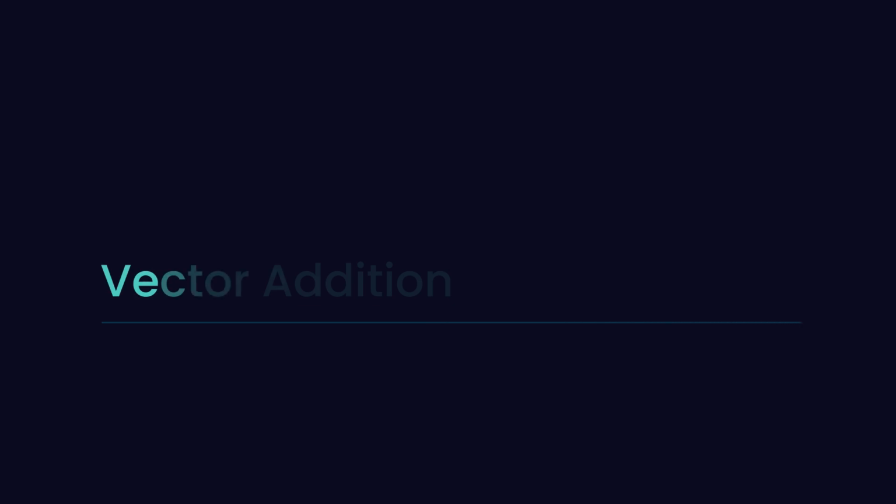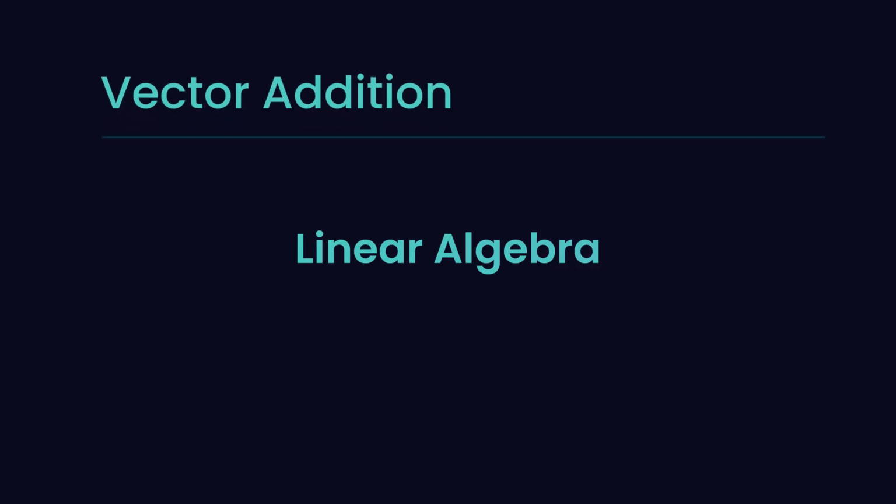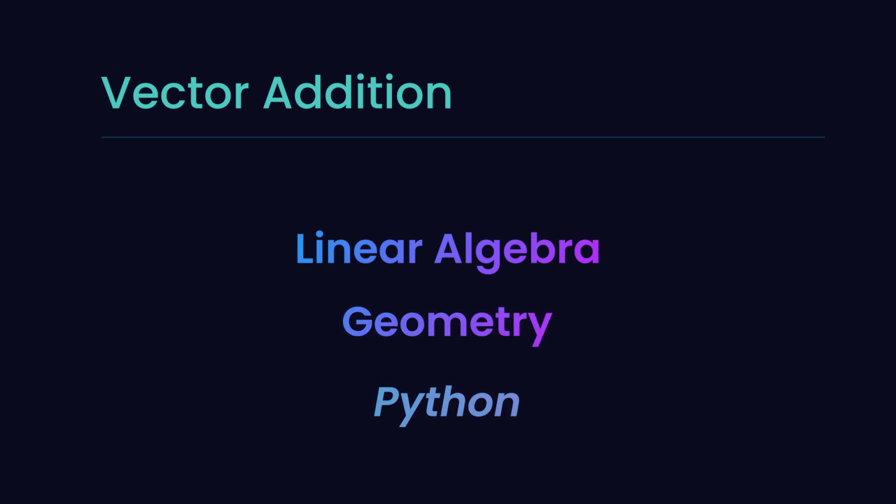Vector addition is one of the basic operations in linear algebra. Let's see how we can add vectors in linear algebra and review it in geometric space. Also, visualize this operation in Python.